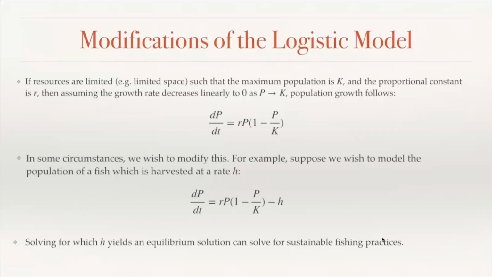And with this, we can even go further. So in some circumstances, we may wish to modify this. So for example, suppose that we wish to model the population of a fish, which is harvested at some rate h. So that rate h would be the change in the population of the fish per time, say per year. And then the differential equation would become this to model the fish population. So this is actually how differential equations would manifest in things like environmental engineering to figure out a safe harvesting level to maintain a certain population. Solving for h would yield an equilibrium solution for the sustainable fishing practices.